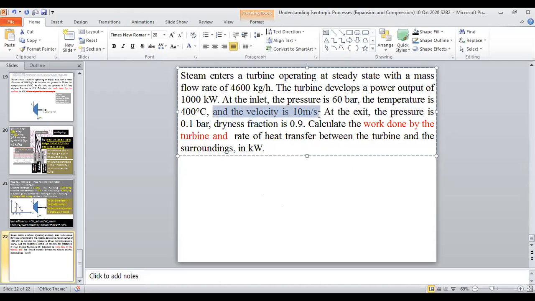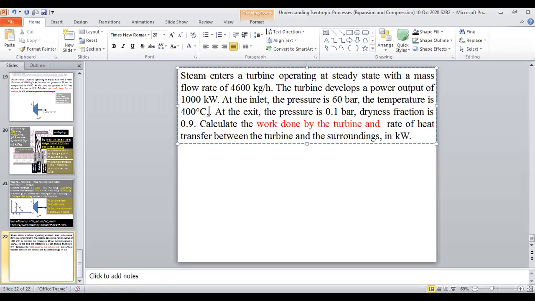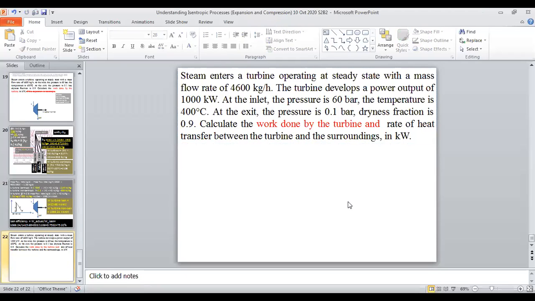So I take velocities also. Later I will explain why I took that. So this is addition. Turbine rate of heat transfer. Okay, now I'm going to do this one.